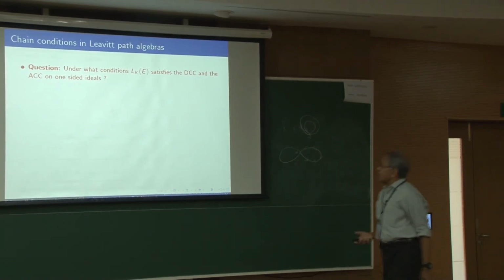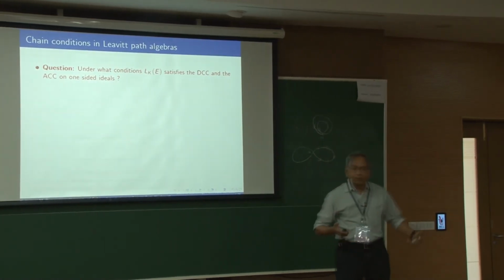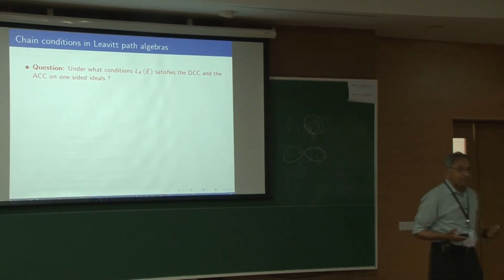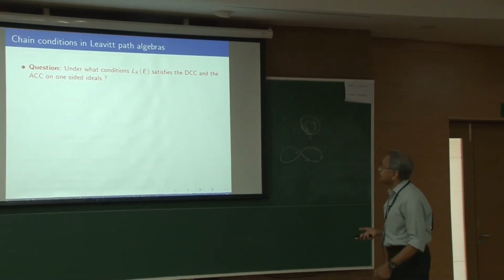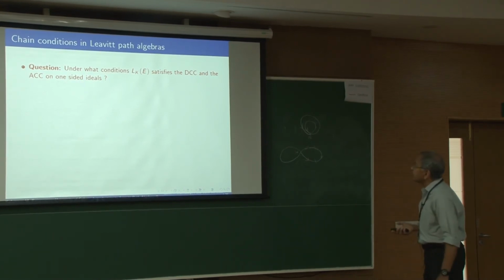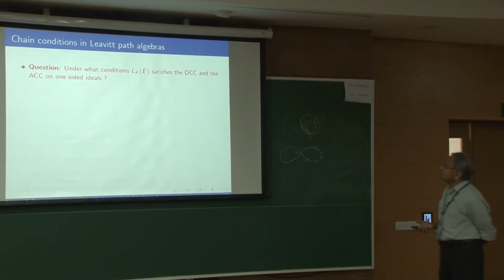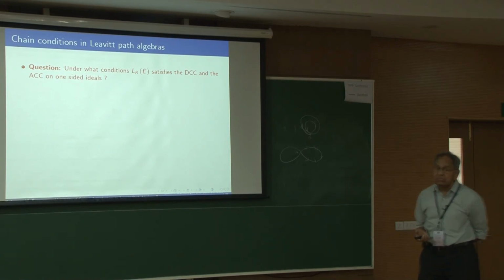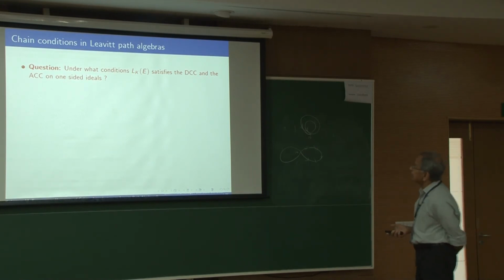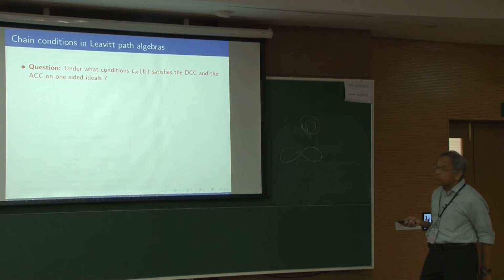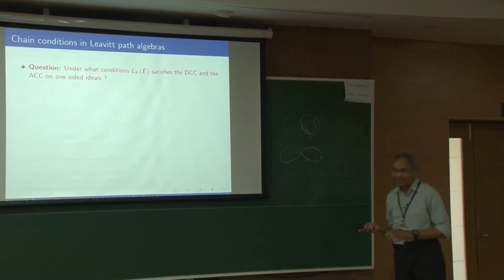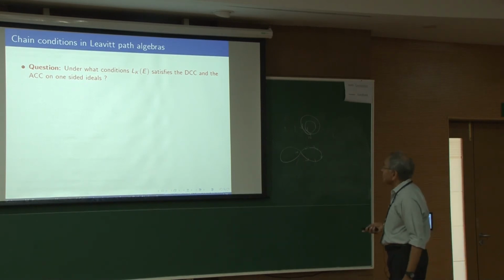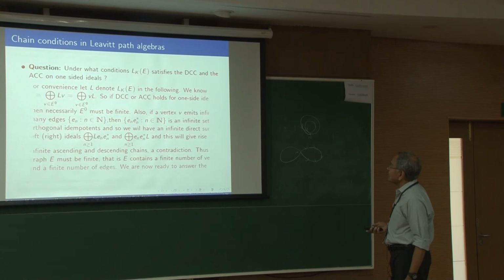So our first question is, now we're going to look at the various ring theoretical properties that you could get by manipulating the graph properties. First question: under what conditions will the Leavitt path algebra satisfy the descending chain condition or ascending chain condition on one-sided ideals? As I mentioned earlier, I could be sloppy here. I didn't need to say left ideal or right ideal, so long as if it happens on one side, the property will always hold on the other side.